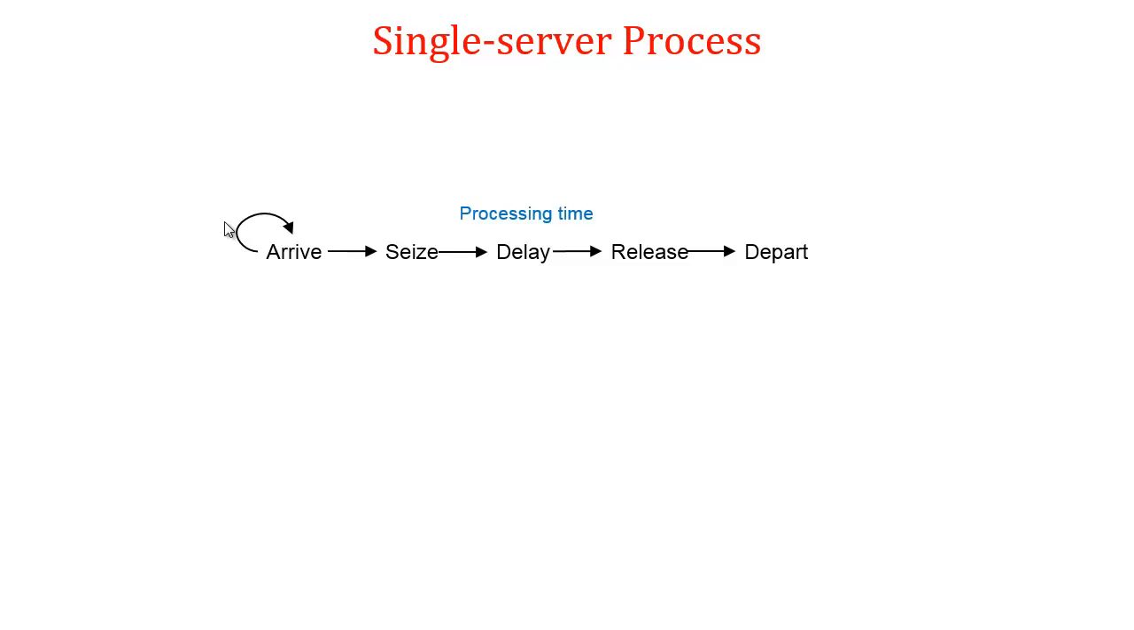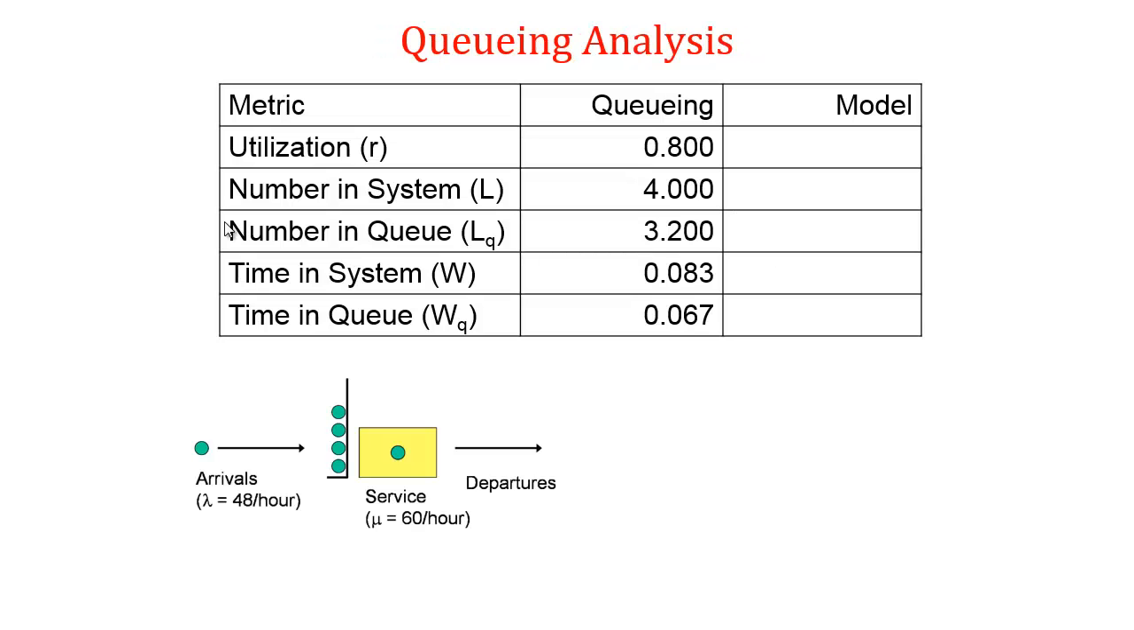And the system is characterized by two parameters. One of them is the delay time. In other words, how long are we going to process? And the second one is the interarrival time. So what is the time between subsequent arrivals to our queuing system? And if we look back at our basic model, we have entities that are arriving at 48 per hour. So the interarrival time is going to be 1 over 48 hours, or 1.25 minutes. The service time will be 1 over 60 hours, or 1 minute.